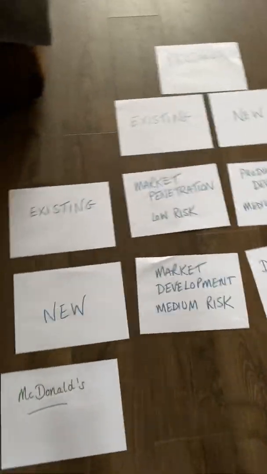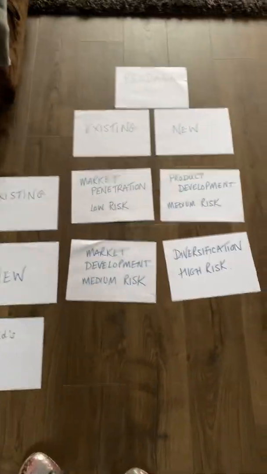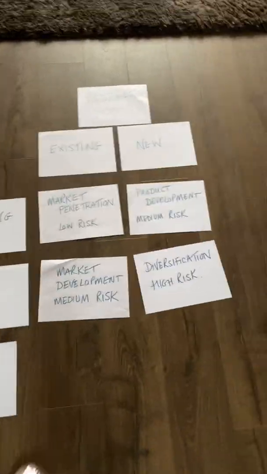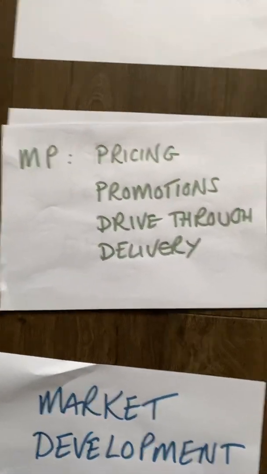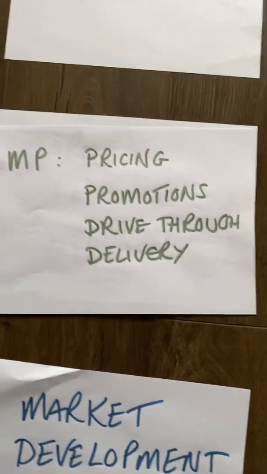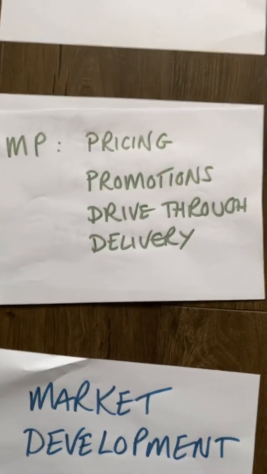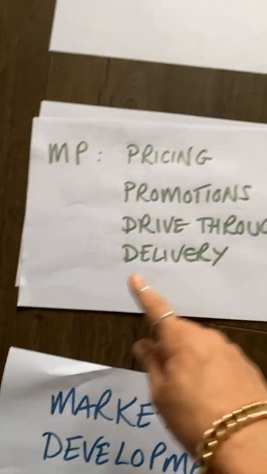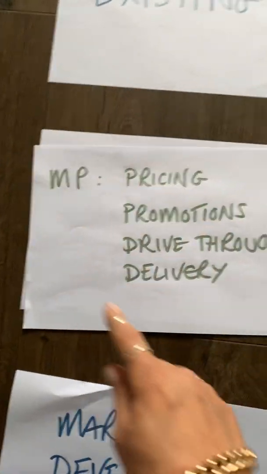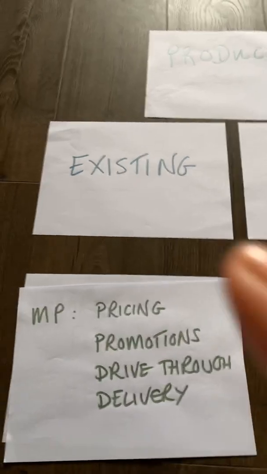Right, so market penetration. Let's think about if they want to do existing products to existing markets. How are they going to do that? How are they going to sell more of their pretty grim burgers to the same people? They're going to do it through their pricing, through their promotions. They might change things like their place, drive-through, delivery. So they're changing their marketing mix in order to sell existing products to existing markets.